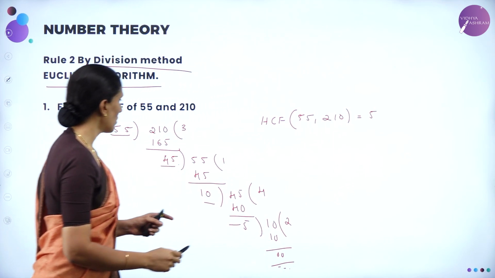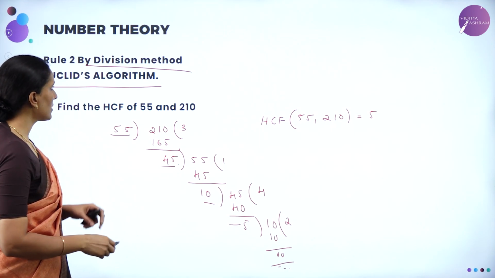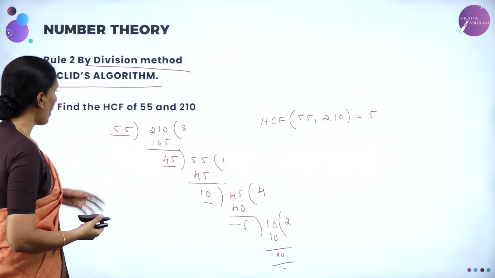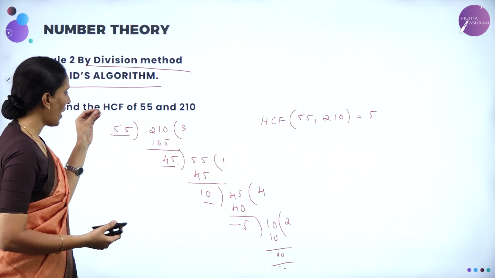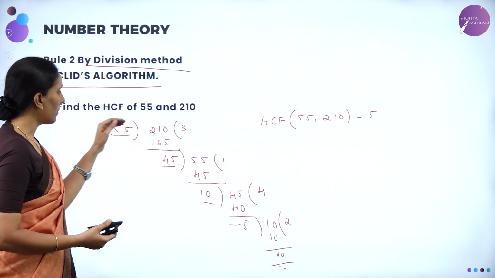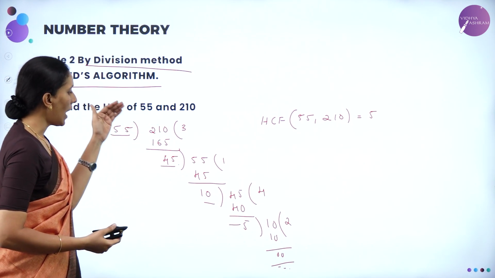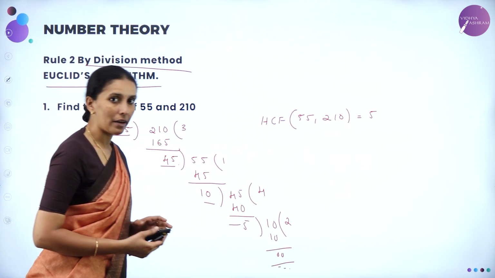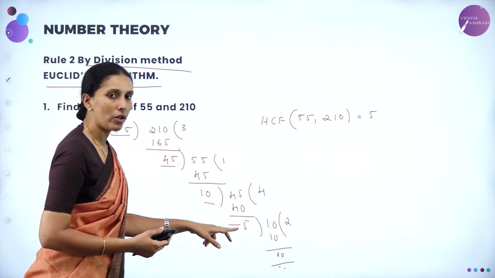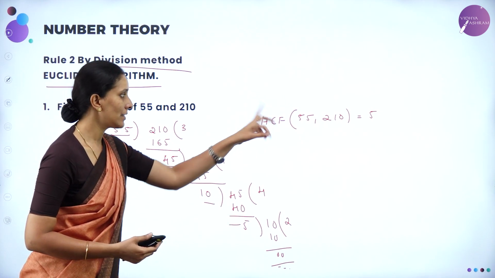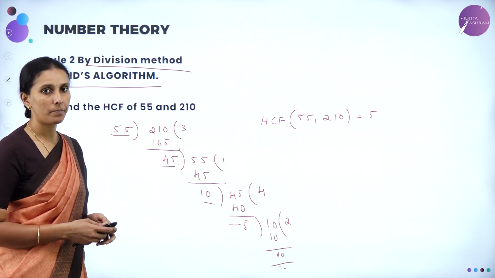So this process of finding the HCF is called Euclid's algorithm. Once you take the two numbers, you have to divide the biggest number by the smallest number until you get the remainder as 0. Then the last non-zero remainder will be the HCF of the given numbers.